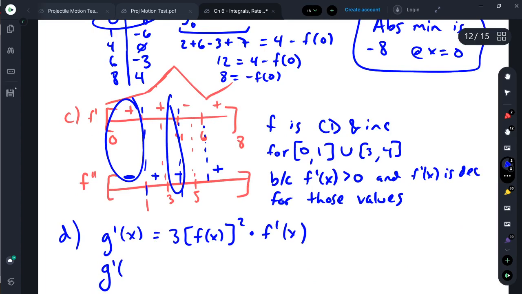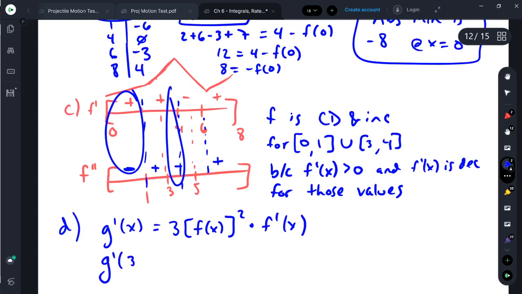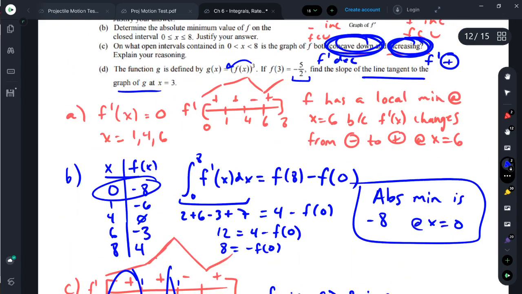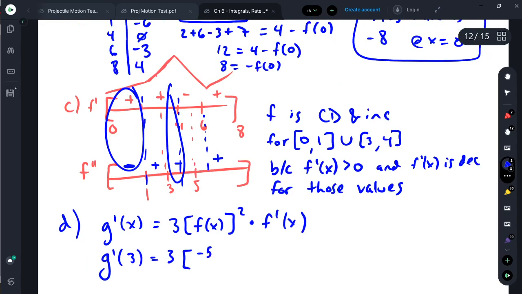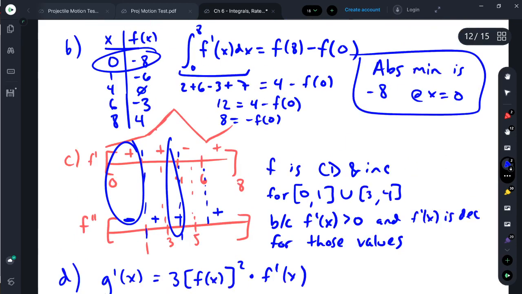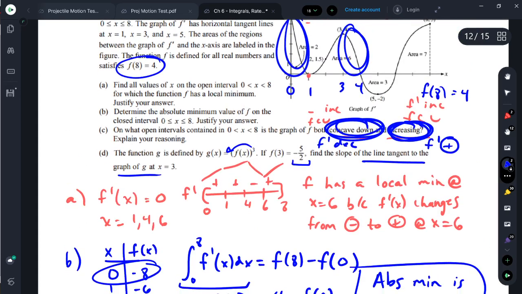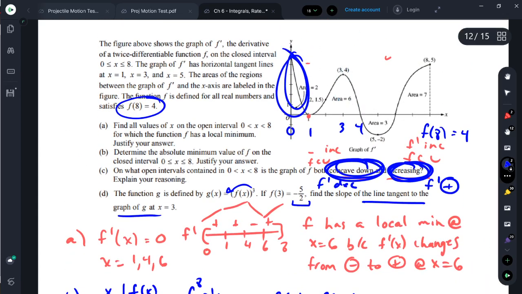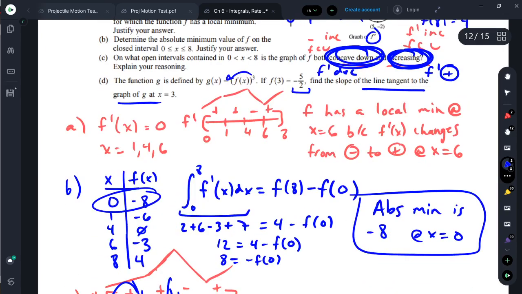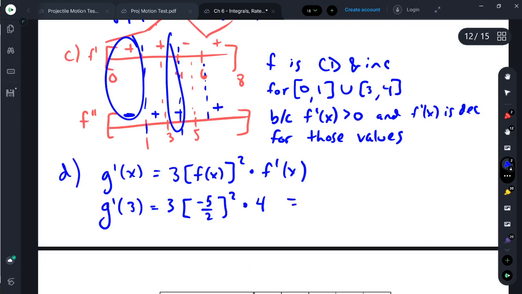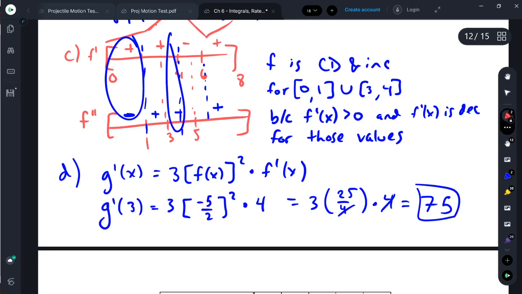Well, they wanted us to figure out what g prime of 3 was. So it's going to be 3 times f of 3 squared. Well, f of 3 they gave us was negative 5 halves. So 3 times negative 5 halves squared times f prime of 3. Well, f prime of 3, right here, 1, 2, 3, is the y value because this is the graph of f prime. So the y value is 4. So f prime of 3 will be 4. So times 4. It's going to be 3 times 25 over 4 times 4, right? Because we're going to square negative 5 is 25, square 2 is 4. Those cancel, and we get 75. Now, had you also wanted to just box this, you would have been okay as well.